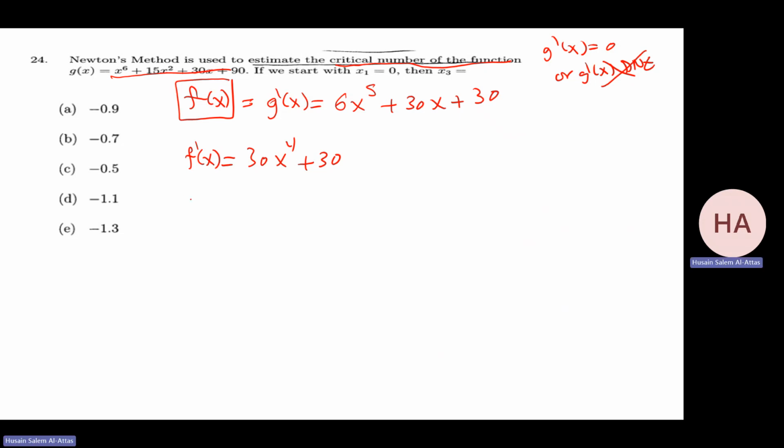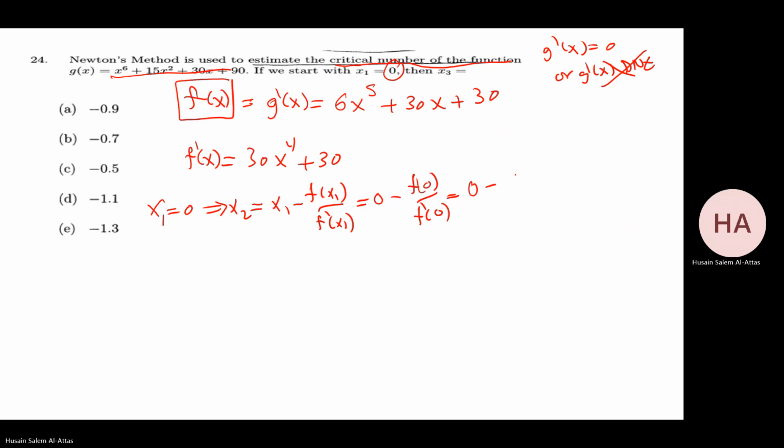Okay. Now I have x1 equals 0. x2 will be x1 minus f of x1 over f prime at x1. That will be 0 minus f of 0 over f prime of 0. f of 0 is 30, f prime at 0 is 30. That will be minus 1. So x2 equals minus 1.